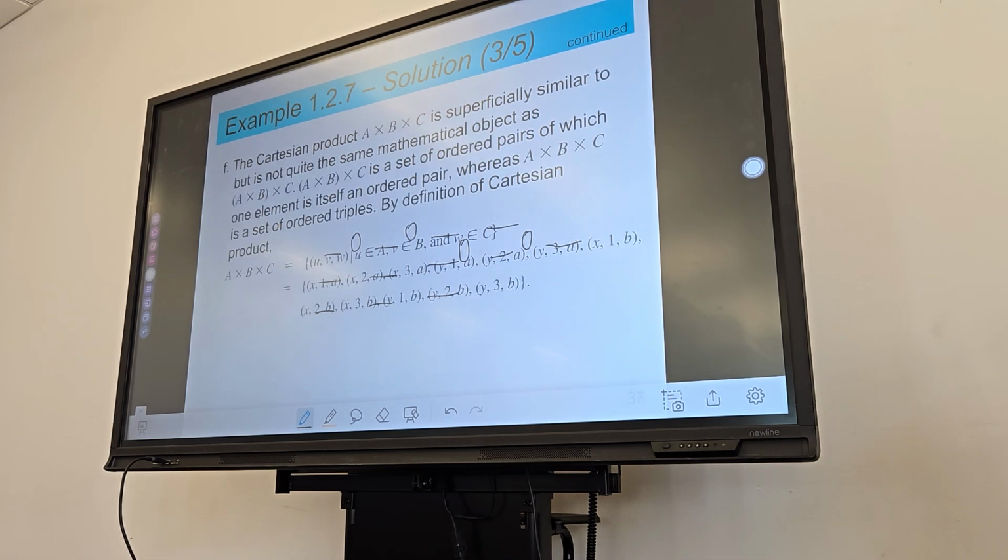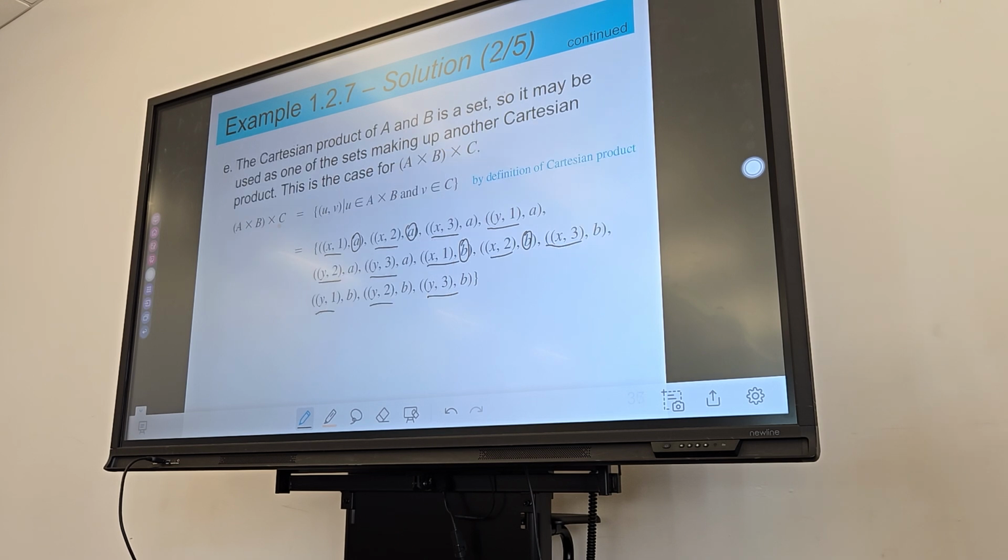All right. Let's see here. We went through this one already. It's ordered triples for a Cartesian product of A, B, and C, but not the same as A and B Cartesian product with C. So they are different. This is ordered triples. On the previous slide, those are ordered pairs. So they are different.